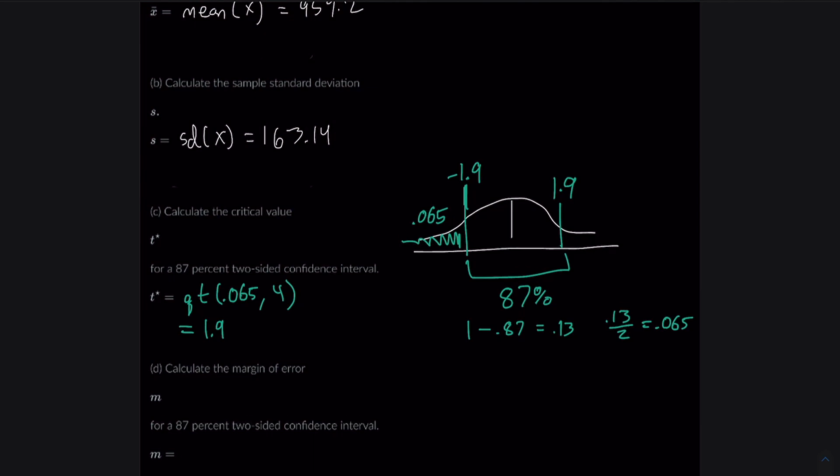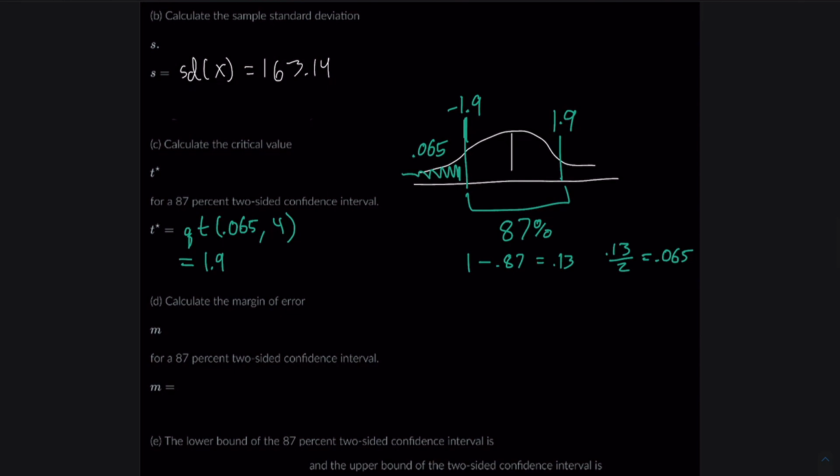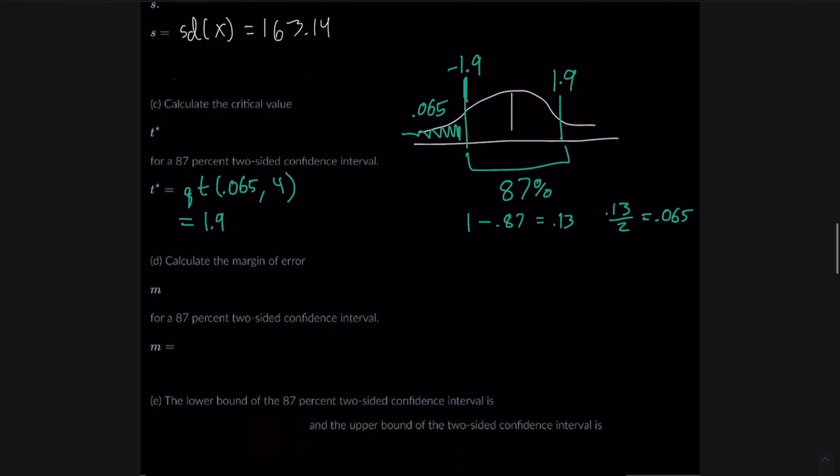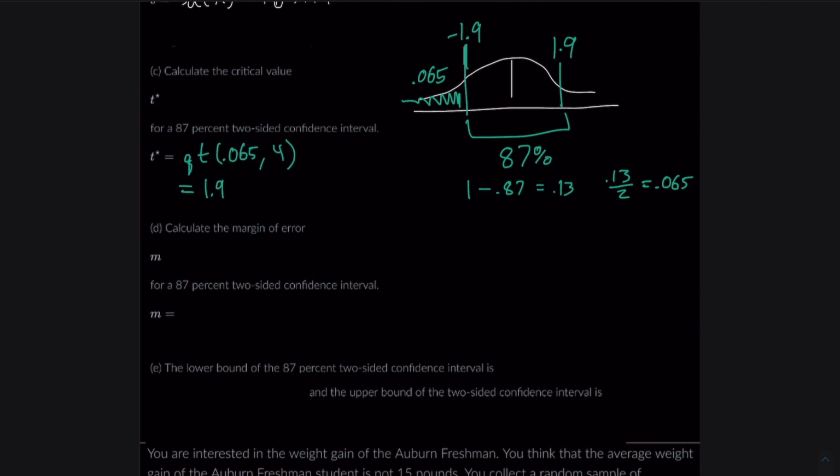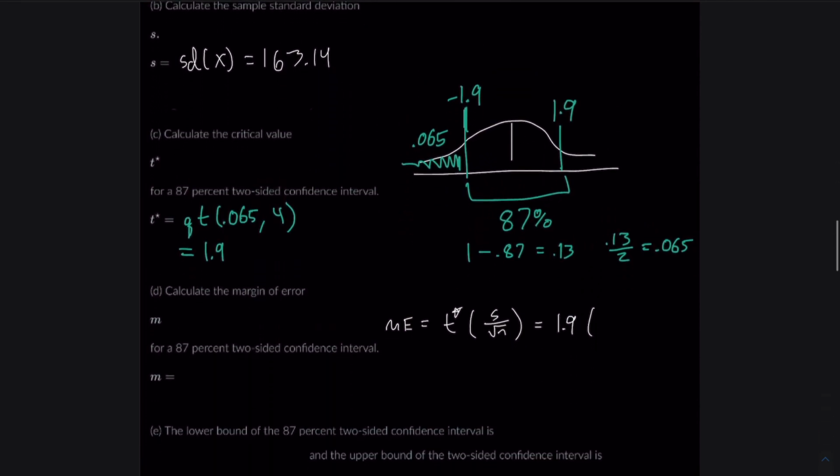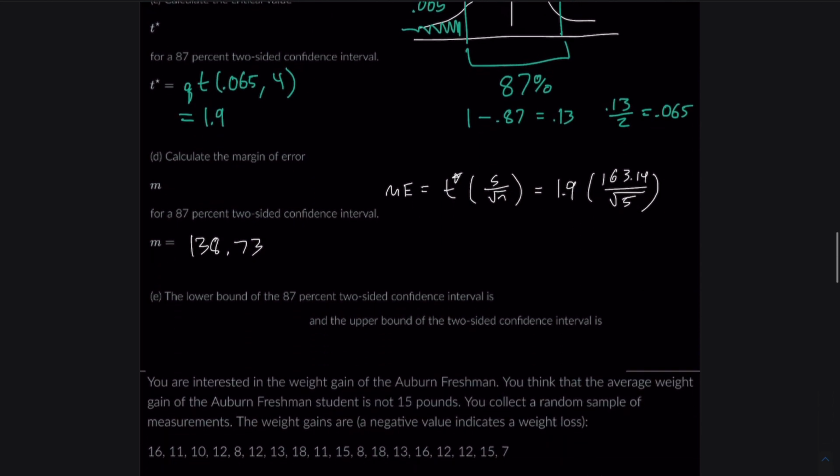So now we need to calculate the margin of error for an 87% two-sided confidence interval. So the first thing to do on this one, remember margin of error, ME equals our t star for this one multiplied by S over root n. So what we would do is we would say 1.9 multiplied by our S, which is 163.14, and then it's over the square root of 5. And this equals, for this problem, 138.73.